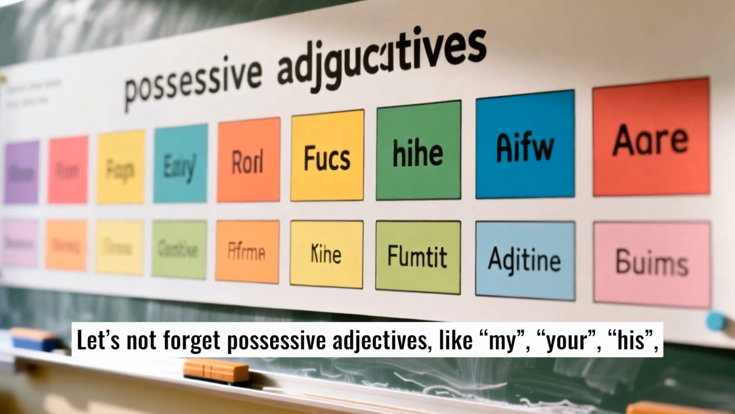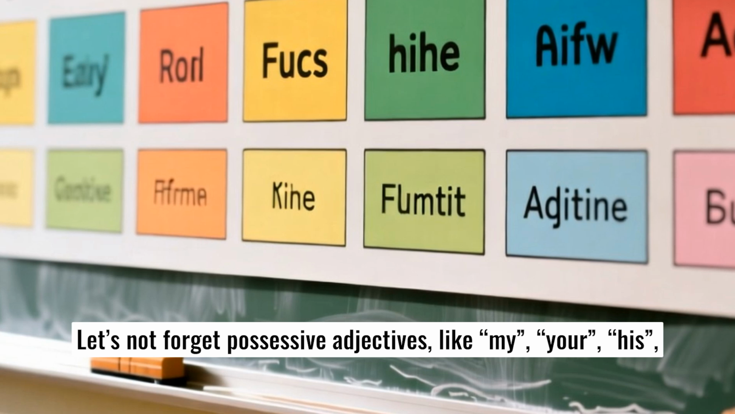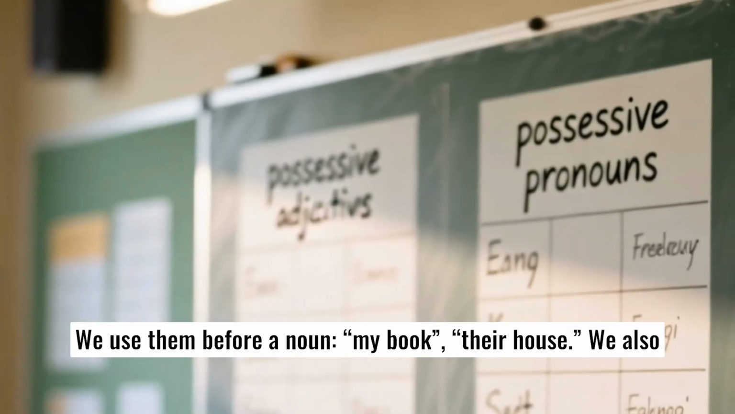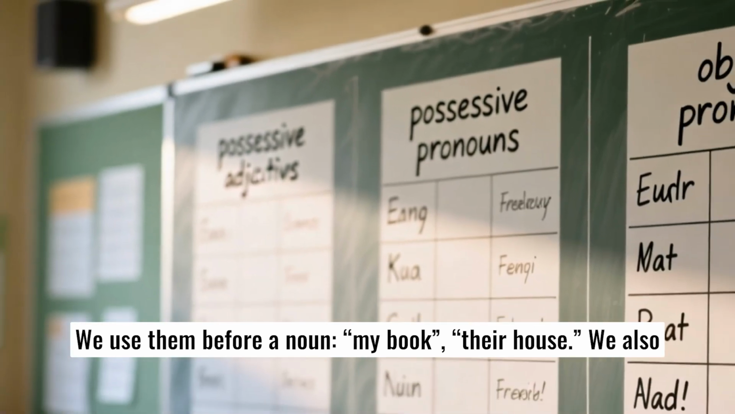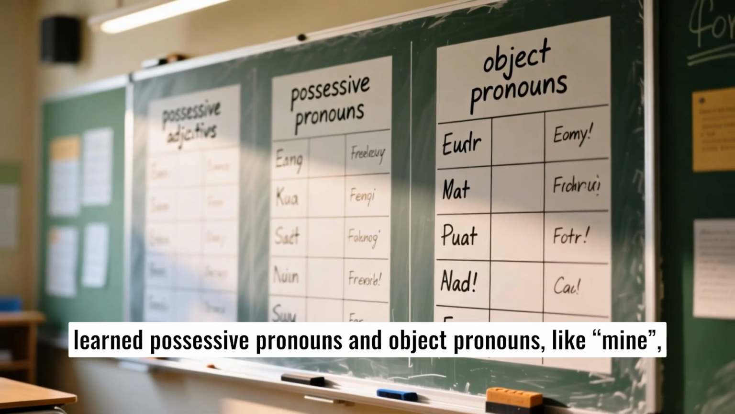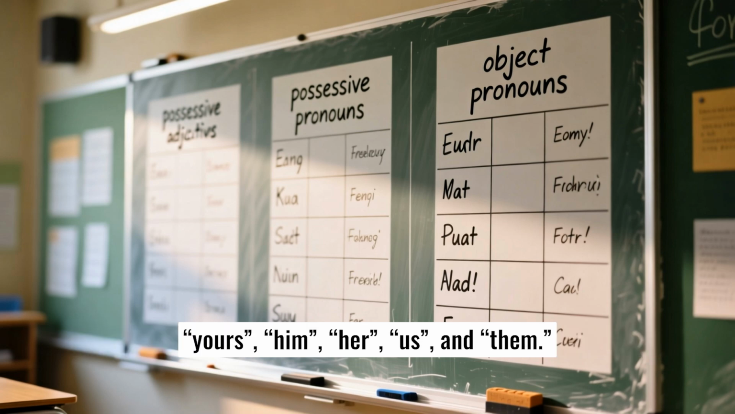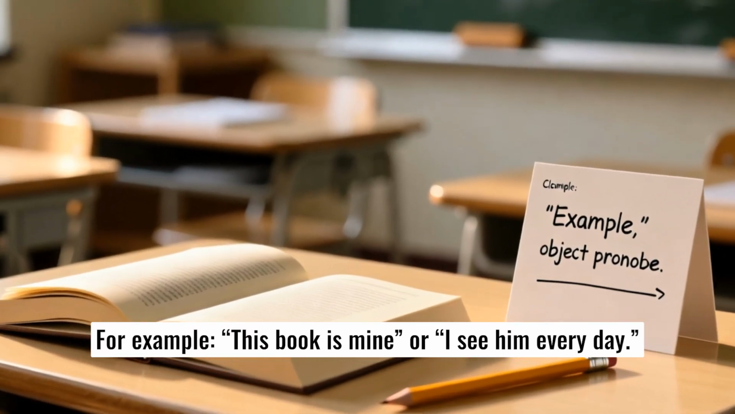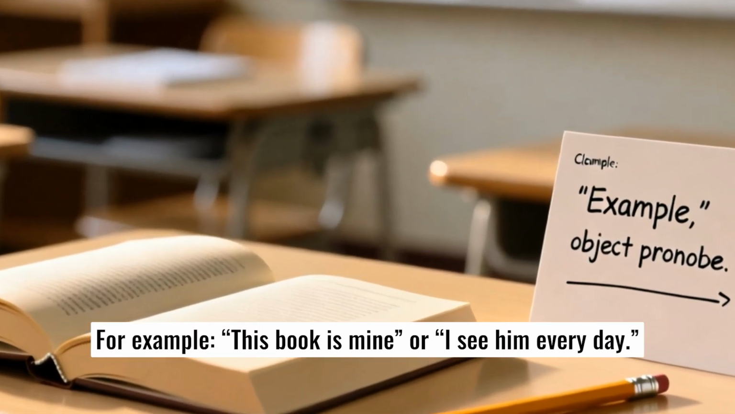Let's not forget possessive adjectives like my, your, his, her, our, and their. We use them before a noun, my book, their house. We also learned possessive pronouns and object pronouns like mine, yours, him, her, us, and them. For example, this book is mine, or I see him every day.